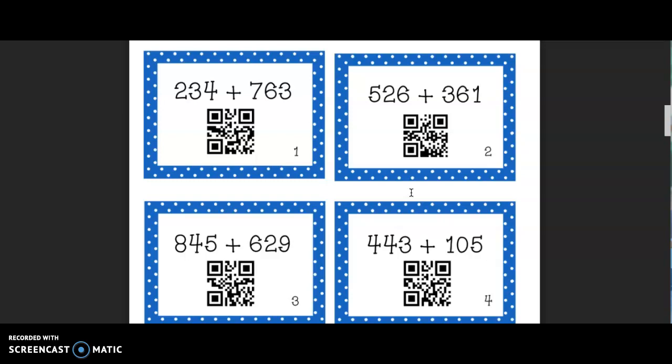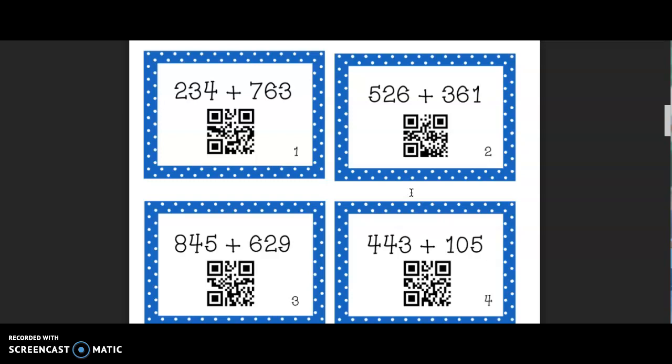So we're going to go over the bottom left-hand corner. So 845 plus 629. If you need more time, I need you to press pause so you can do this before you listen to me. So I have 800 plus 40 plus 5. Then I have 600 plus 20 plus 9. I added 5 plus 9, I got 14. I added 40 plus 20, which is 60. And then I added 800 plus 600, which is 1,400.